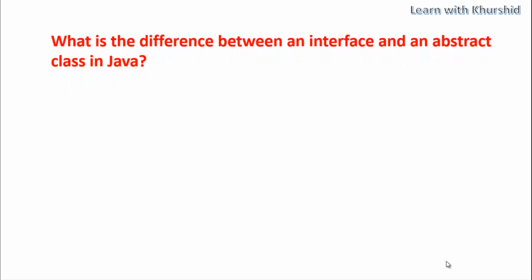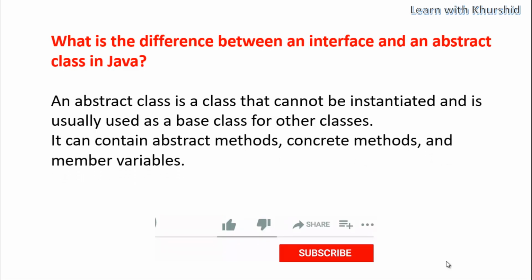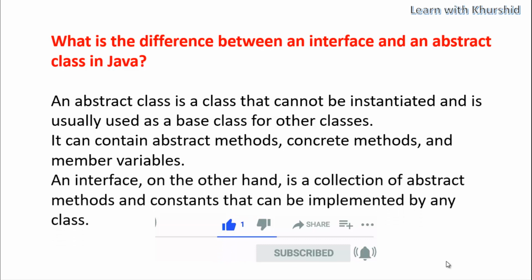What is the difference between an interface and an abstract class in Java? This is one of the very important questions in interviews, so be careful here and understand this one. An abstract class is a class that cannot be instantiated and is usually used as a base class for other classes. That means we cannot create any object for it. It can contain abstract methods, concrete methods, and member variables. An interface, on the other hand, is a collection of abstract methods and constants that can be implemented by any class.